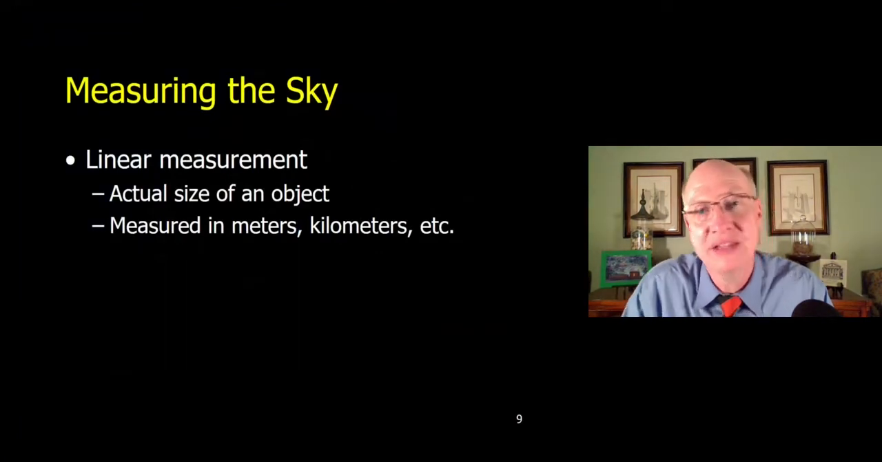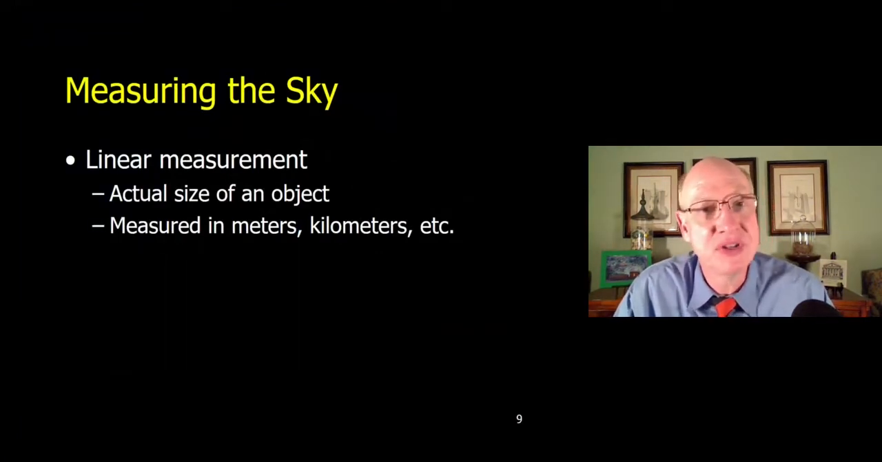Okay, let's talk a little bit about how we measure things in the sky. The first way that we measure things in the sky is we can talk about linear measurements of things. This is the actual size of an object. So we can talk about the fact that the sun is about 900,000 miles in diameter. Or we can talk about the fact that the moon is just over 1,700 kilometers in radius. So these are physical sizes of an object, and they're measured in meters and kilometers.